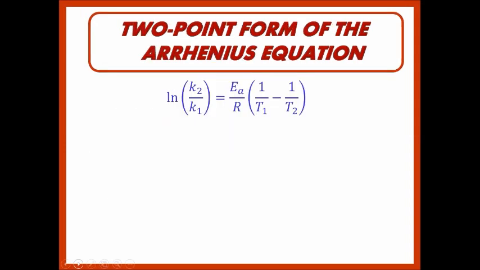There is also the 2-point form of the Arrhenius equation. You can actually derive this from the linear form of the Arrhenius equation. And this allows us to solve for, in general, the activation energy when we know the rate constant at two different temperatures. However, we could also solve for the rate constant at a second temperature or for the temperature of the second rate constant.